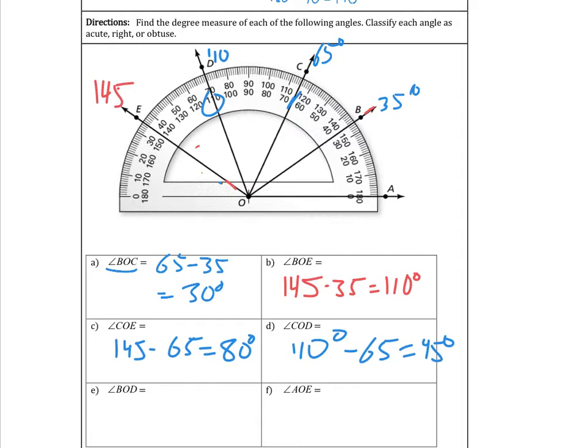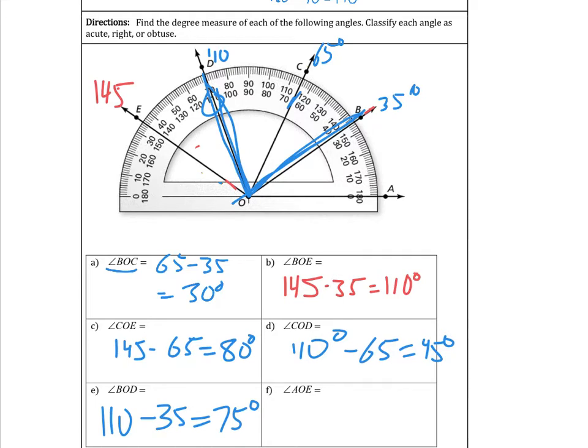BOD, how about that one? From B to O to D. Again, just find those angles. 110 minus 35. And that's going to be 75 should be there.